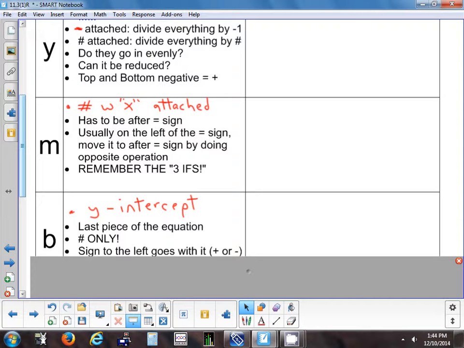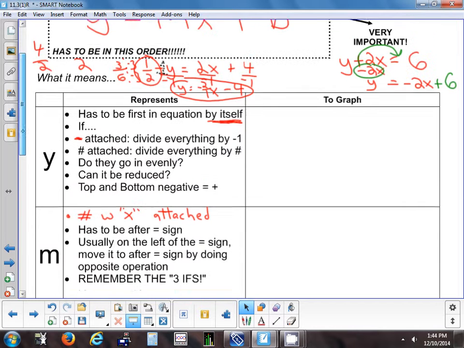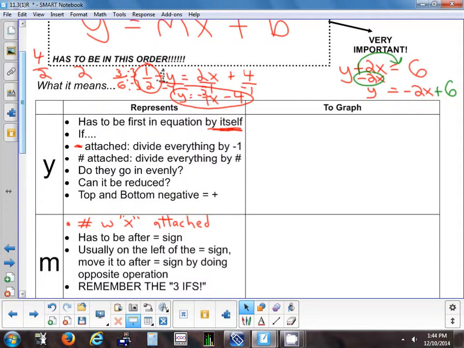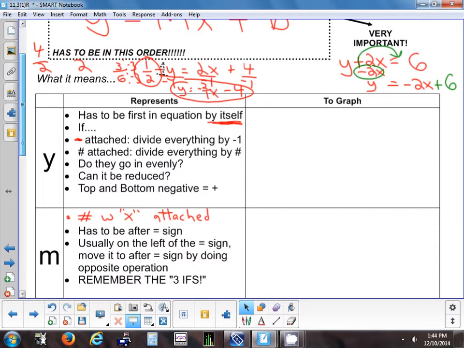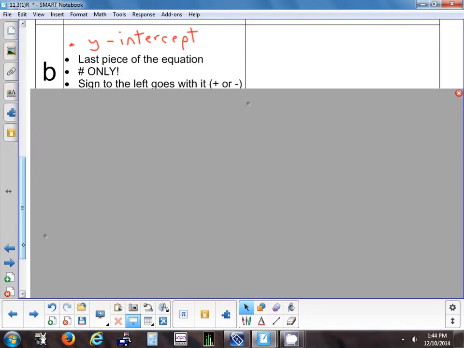All right? So when we go back up to the example we looked at before, we had to know that there was no sign, but because there's no sign, I know that it's positive. Okay? So that covers what everything kind of represents.